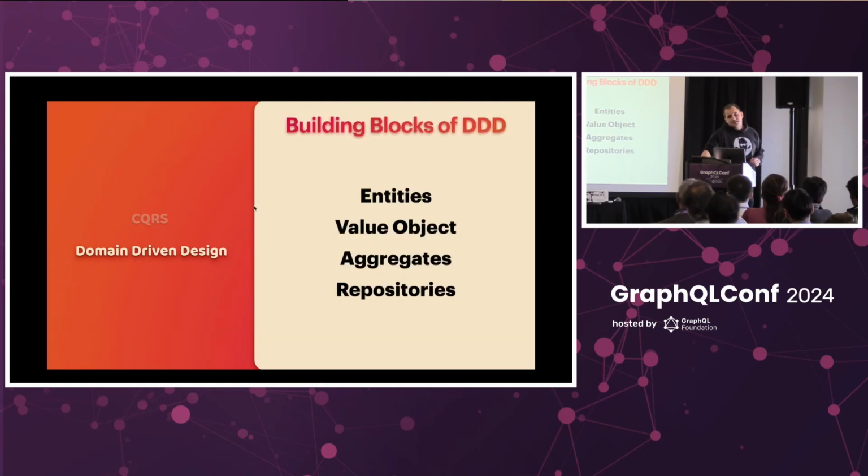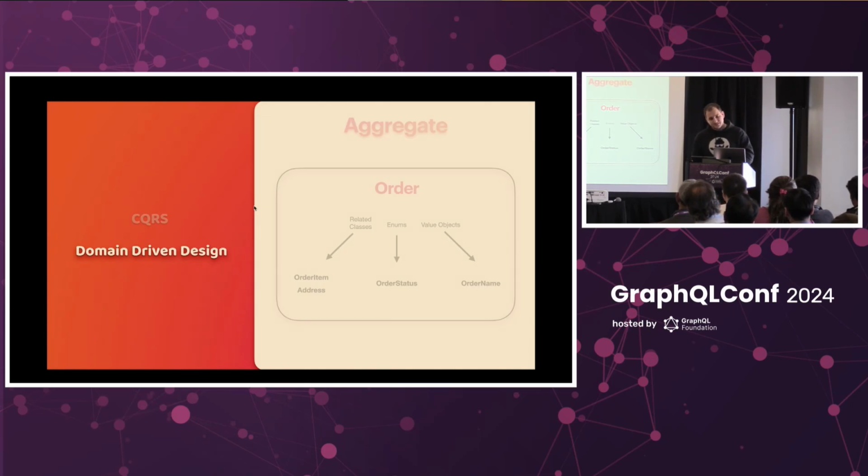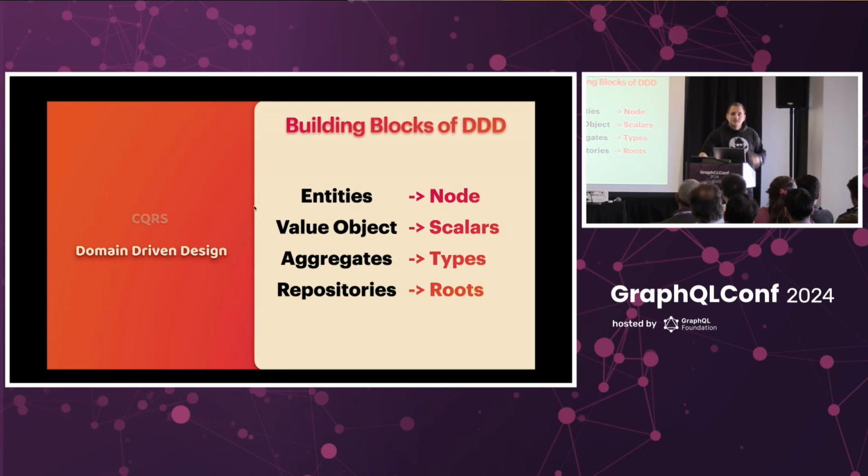In DDD, there are 4 different building blocks. You have entities, you have value objects, you have aggregates, and repositories. An aggregate is a thing in your application, for example, an order. And an aggregate can contain value objects, like an order name. It can contain enums, like an order status. And it can contain related objects, like order item and address.